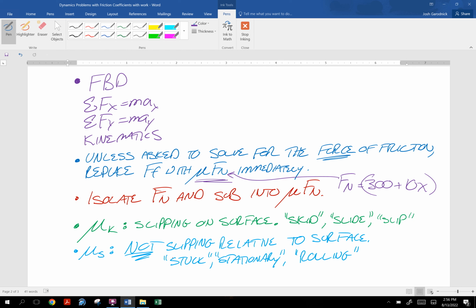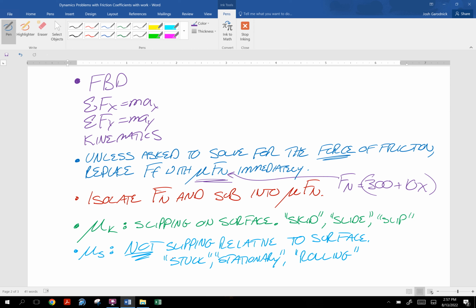Coefficient of kinetic friction is if you're slipping on the surface. So you might see words like skid, slide, slip. Apparently a word that starts with the letter S. I don't know why. Static friction is not slipping relative to the surface. So the two surfaces are stuck together, stationary relative to each other. And actually an example of that would be rolling. When something's rolling, yes, the object is moving, which is irrelevant. The surface of the tire, for example, on your car is not slipping on the surface. If it was, driving would not be fun. You'd be slipping and sliding.